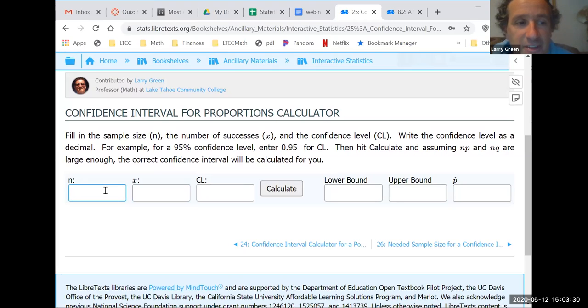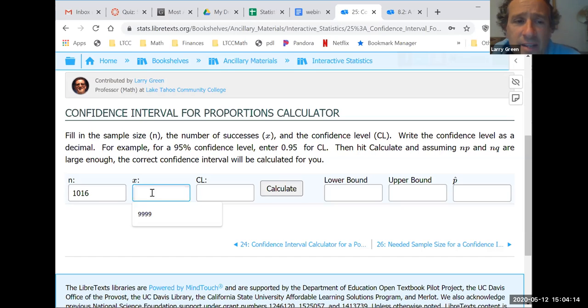So now I just type in what I know. N was 1016. X. Now we don't have X, but we can get it. How do we get X? The hint is the article didn't explicitly give us X, but we can find X. Any thoughts? So how do we get X?